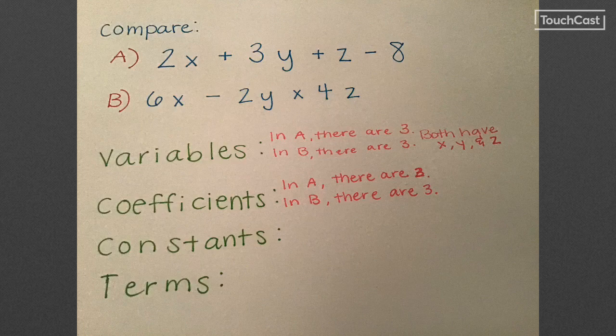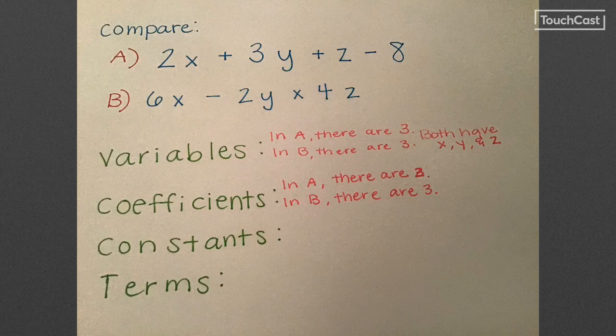I want you to think, if you can remember what coefficient is actually attached to the z. Hopefully you remembered that the z is technically being multiplied by a 1, so there are still 3 coefficients. In B, there are 3 coefficients because x is multiplied by 6, y is multiplied by 2, and z is multiplied by 4. So both of these equations have 3 coefficients.